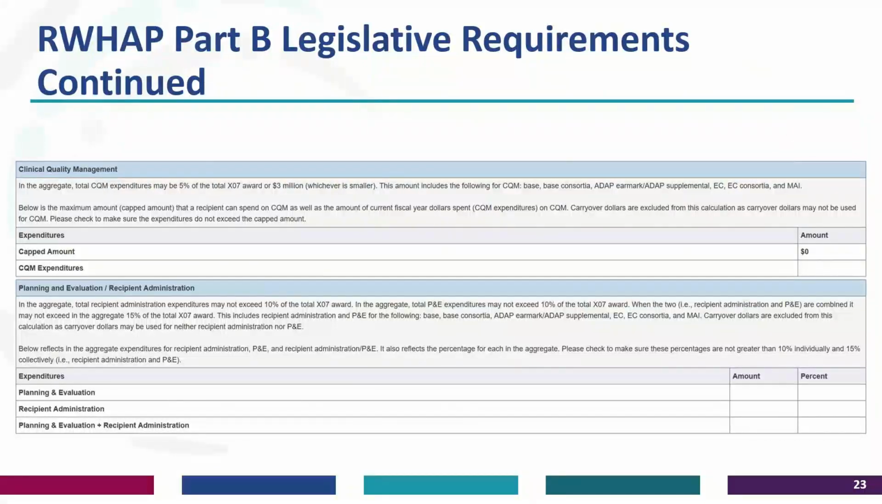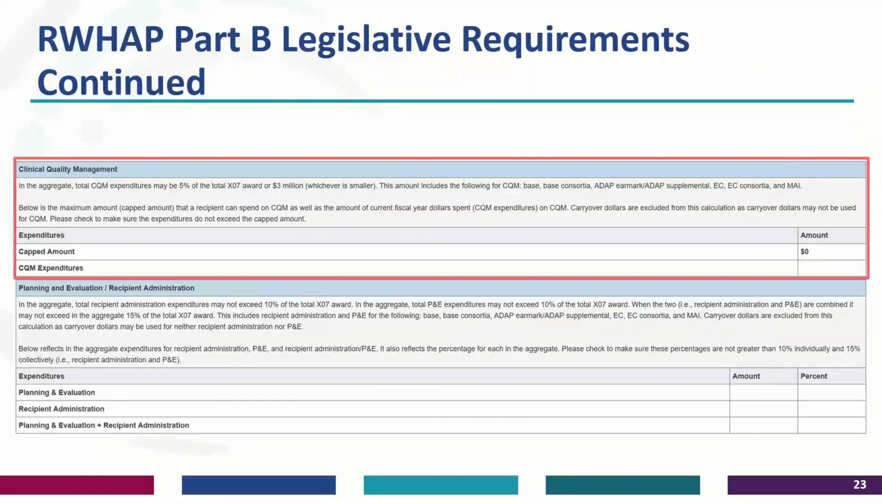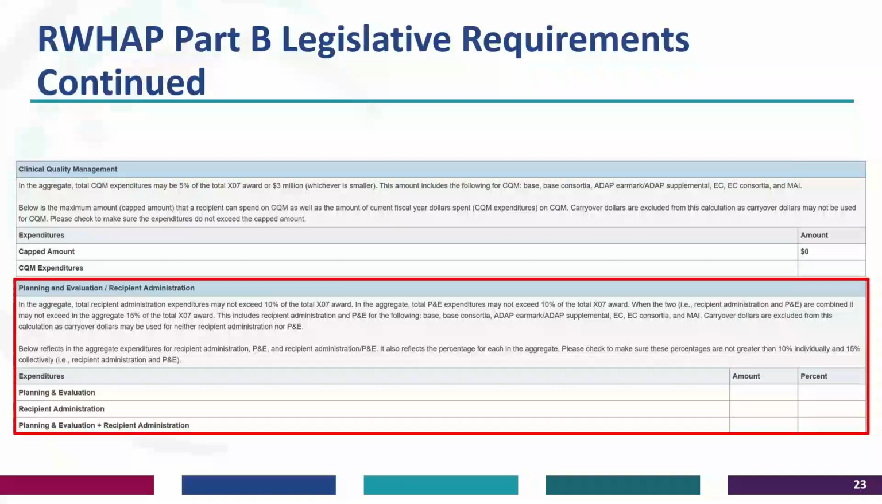Further down on the checklist, we have the requirement for clinical quality management, where the total amount expended must not exceed 5% of your total award or $3 million, whichever is smaller. Then we have the requirement for planning and evaluation / recipient administration, where the total amount expended may not exceed 10% of your total award.